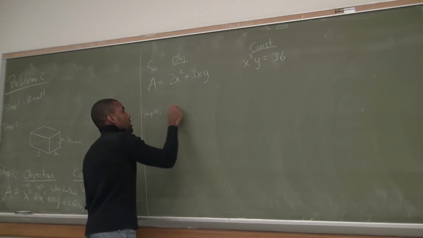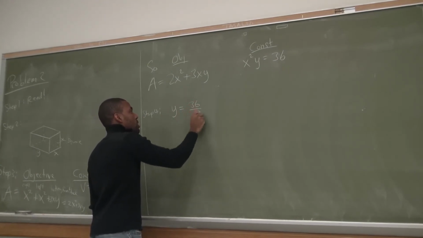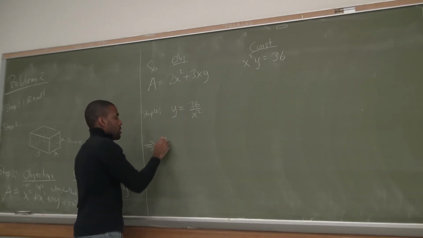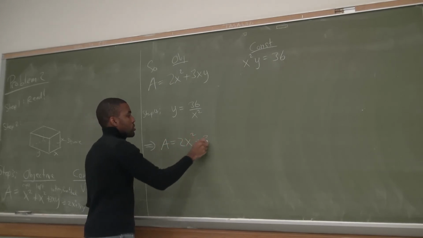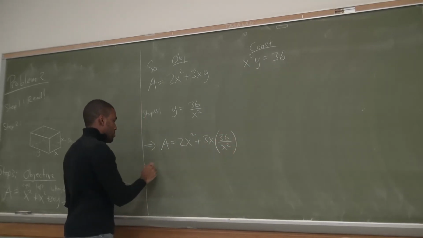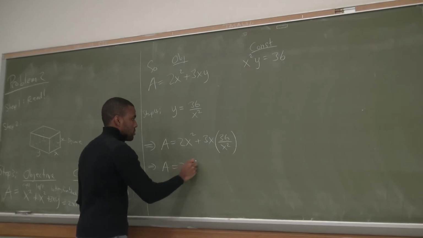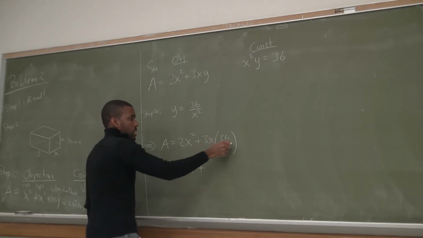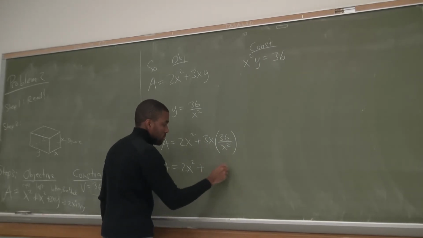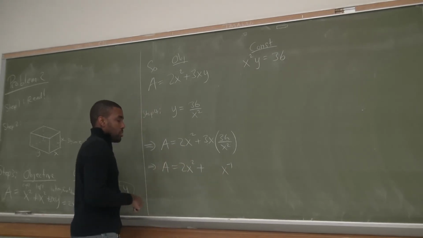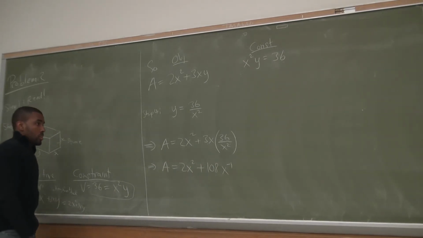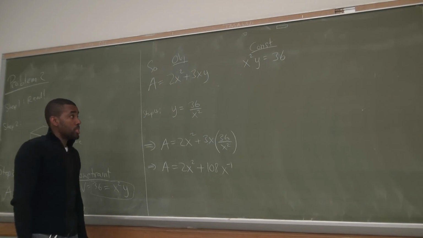So y is equal to 36 over x squared. This means I'm going to plug that for y in my expression over here. A would now become 2x squared plus 3x times 36 over x squared. And x would cancel into x, so this is just over x, or I can write x to the minus 1 if I want. And 3 times 36 is what? 108. Okay? This is my new objective function.